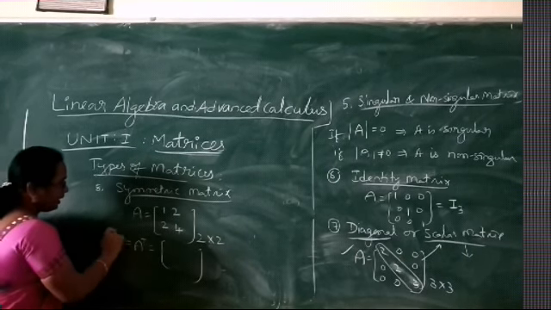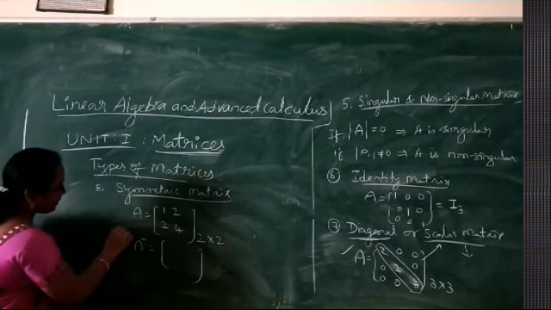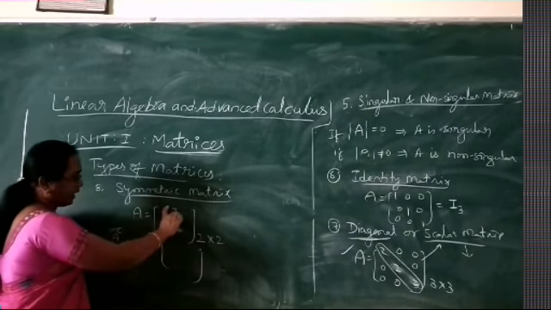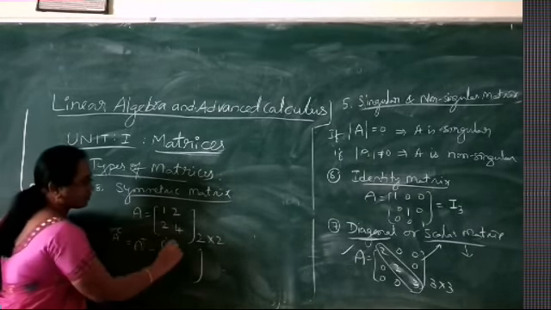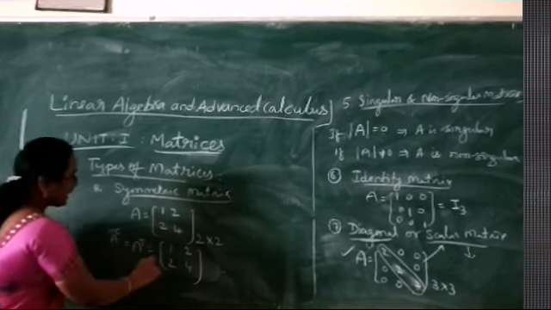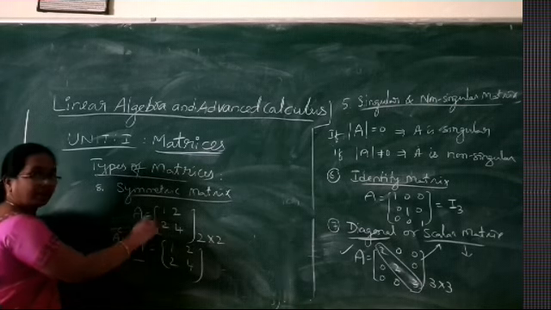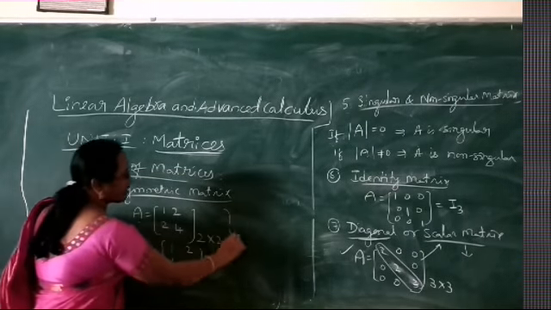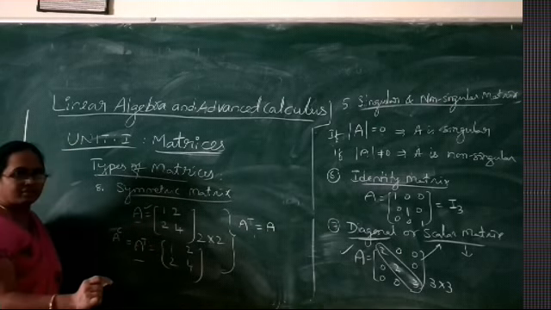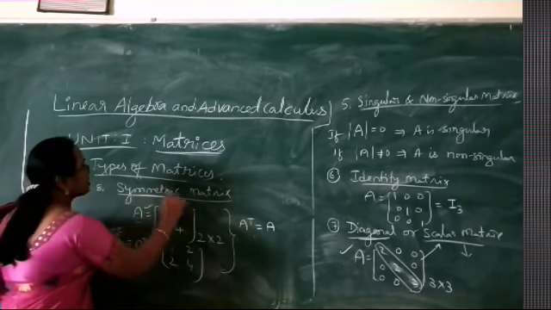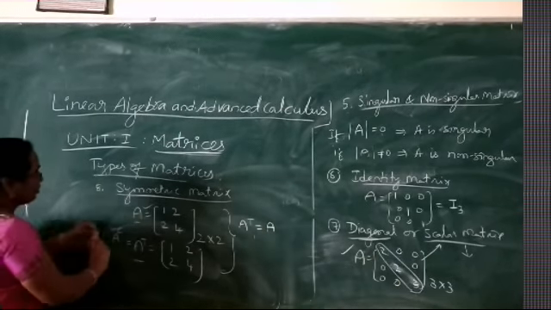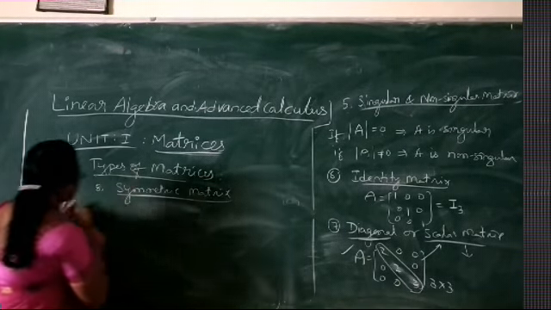It is also denoted by A power T. Right? Let us find the A transpose of this matrix. First row is 1, 2, so first column is 1, 2. Second row 2, 4, so second column is 2, 4. Exactly, A transpose and A are equal. So what is our observation here? A transpose is equal to A for the matrix we have chosen. Therefore, the matrix is called a symmetric matrix.